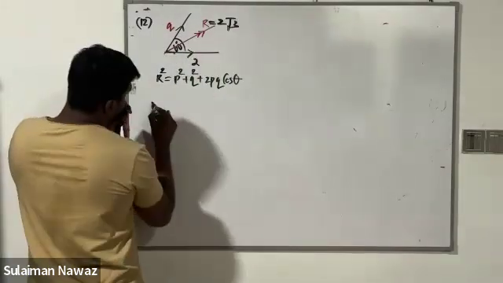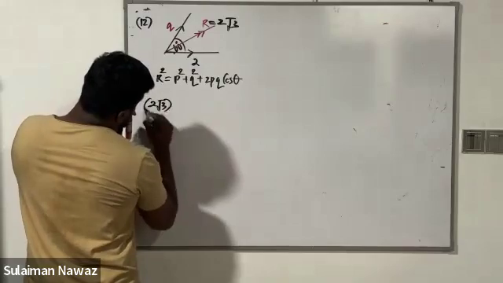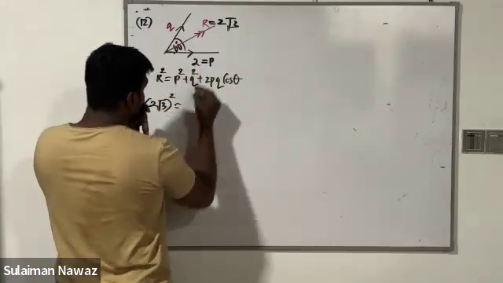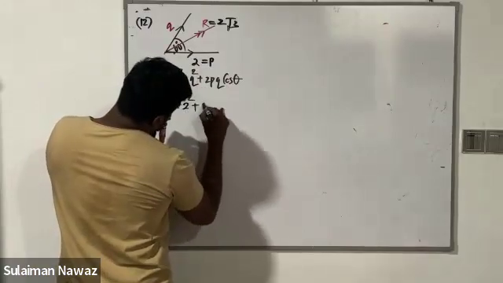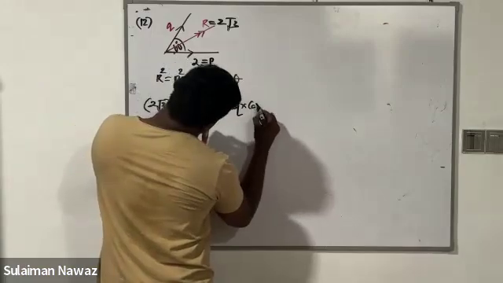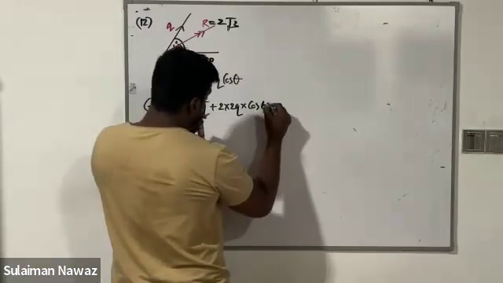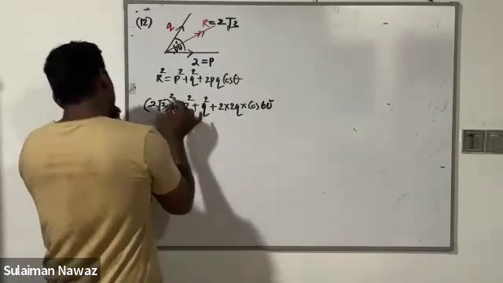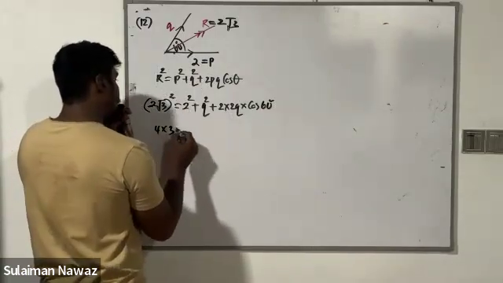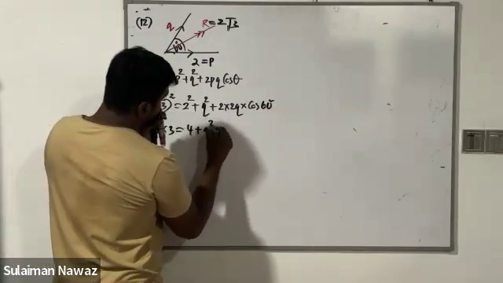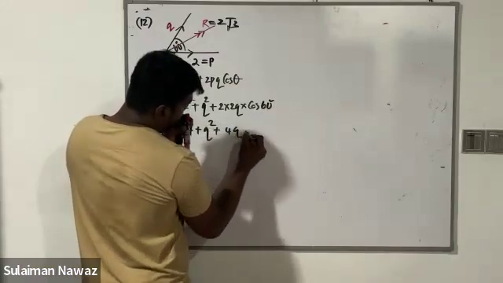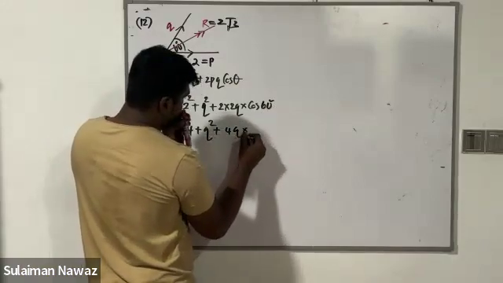R is 2 root 3, so (2 root 3) whole squared equals P squared, where P is 2, so 2 squared, plus Q squared, plus 2 times P, which is 2, times Q times cos 60. Now give the squares separately. 2 squared means 4, and 4 into 3 here, 4 plus Q squared plus 4Q cos 60. Cos 60 means half.